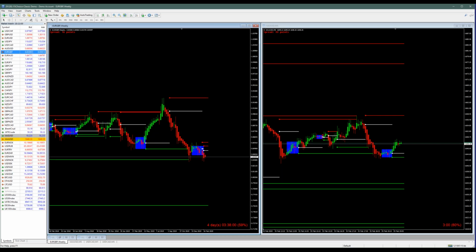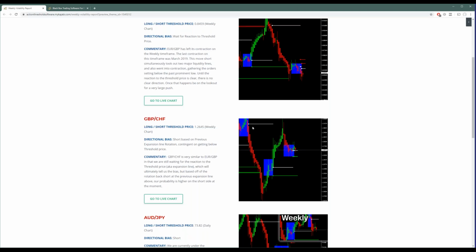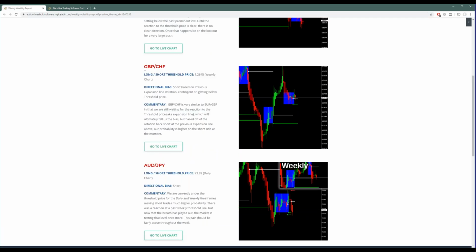It's the pound franc on the weekly chart. So let me switch back my window here so we can read through it together. Okay, so the second signal right here is pound franc. We're going to go through the long short threshold price, 1.2645, which is going to be the price of the expansion level right here. Directional bias is short based on previous expansion line rotation, contingent on getting below threshold price.